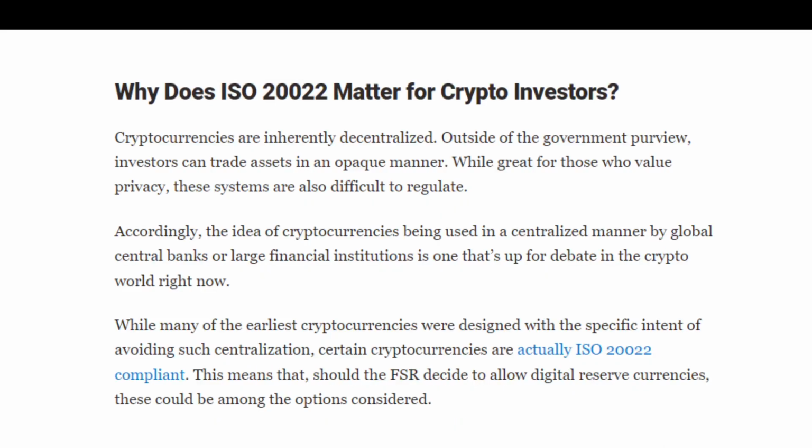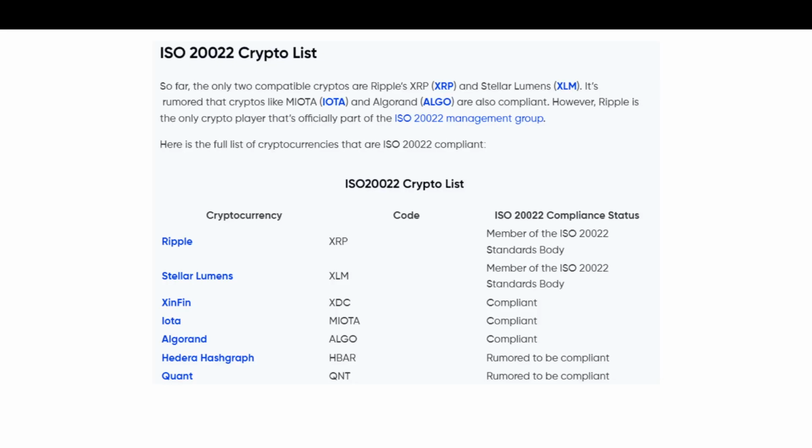So basically, it matters because everything's being used in a centralized way. Everything's being used to keep everything in check. So really large financial institutions are realizing that blockchain and crypto are not going anywhere. So there are companies around that have been getting ready for this. Ripple leading the way. They're actually a member of the ISO. XLM, Stellar, XDC, Myota, Algo. Those are all compliant. Rumored to be compliant: HBAR and Quant stamp.